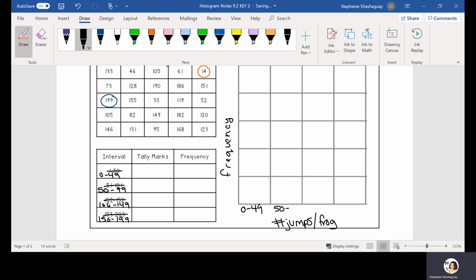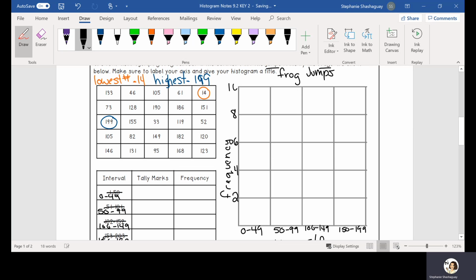So 0 to 49 will be that first column. 50 to 99 is the second column. 100 to 149 is the third column. And 150 to 199 is that fourth column. My rows, I'm going to go up by 2s: 2, 4, 6, 8, and 10.